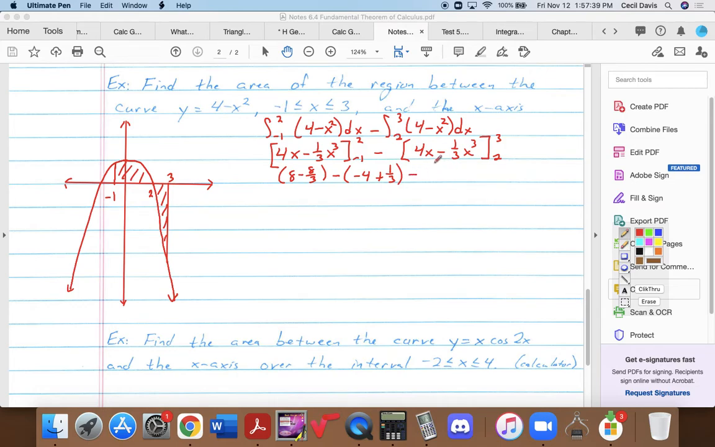Minus, and this is where sometimes people get into a problem because it's minus everything that comes afterwards. So this is going to be 12 minus 9 minus 8 minus 8/3.